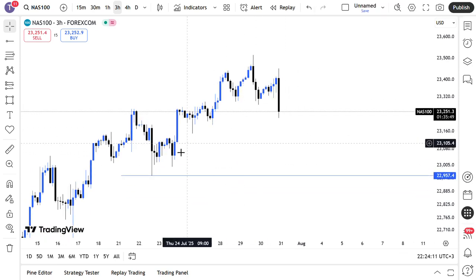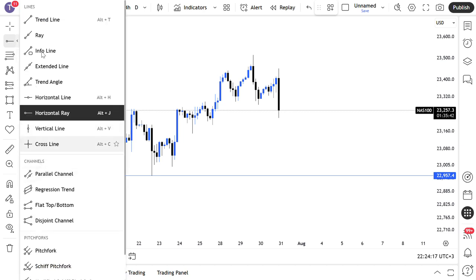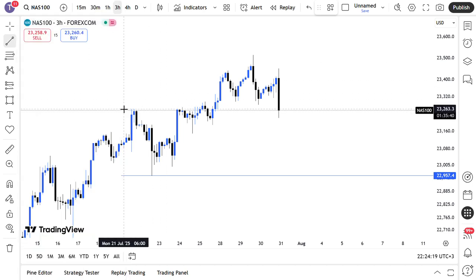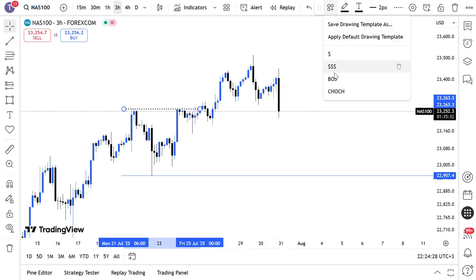And after that, we have this break of structure. This is the current break of structure that we are looking towards getting a trade from. So this is the break of structure, a valid break of structure.